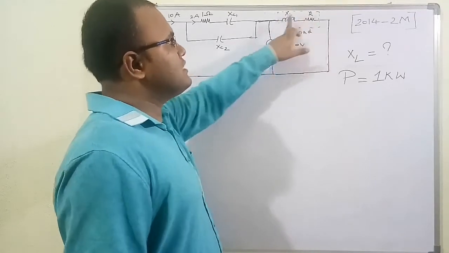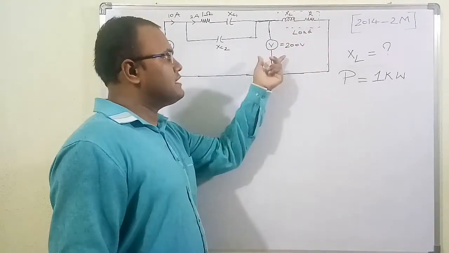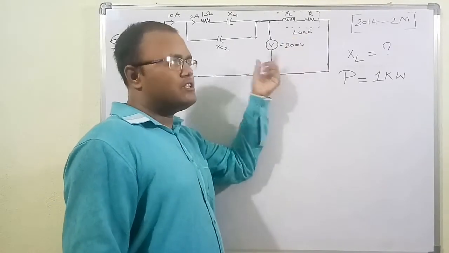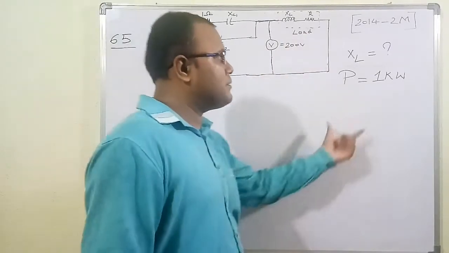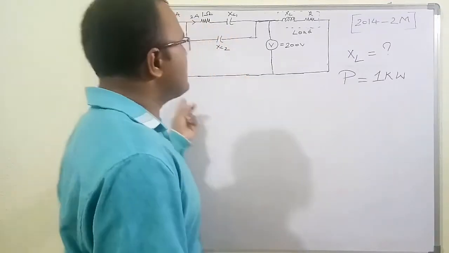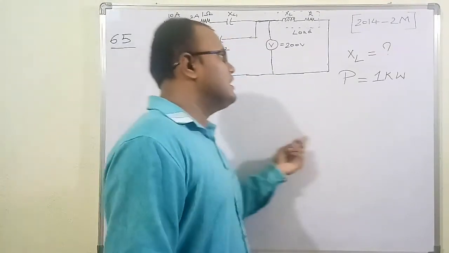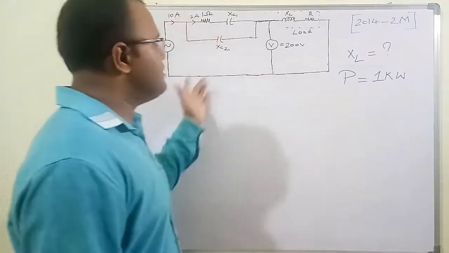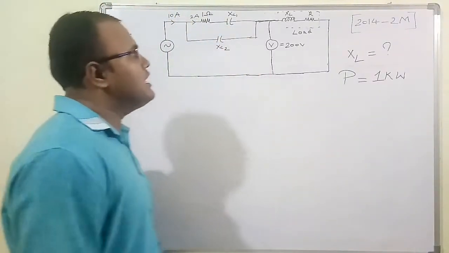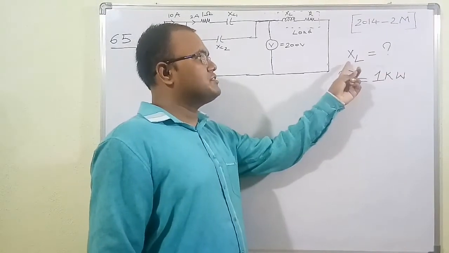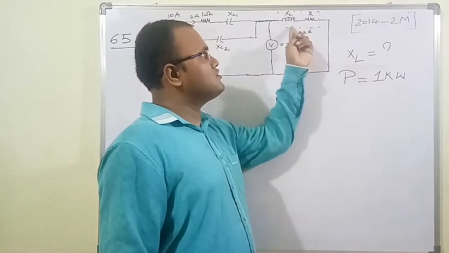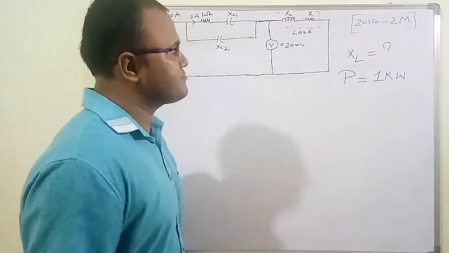So that is why this load is an inductive load, and the voltmeter will read a voltage of 200 volt across this load. All this is given in the question, and the power absorbed by this whole circuit is 1 kilowatt, which is already given in the question. So the main aim of this question is to figure out the load inductance, meaning the load reactance. How much is the inductive reactance of this load, XL?